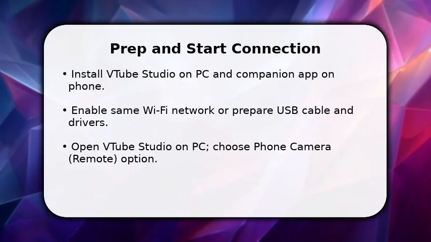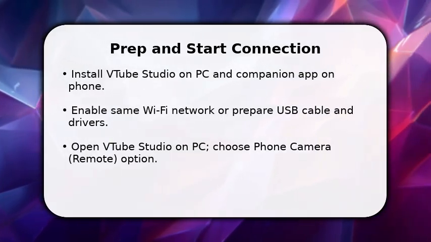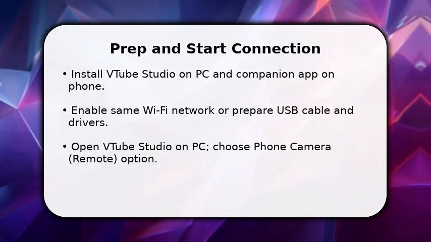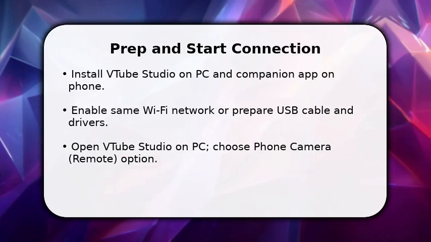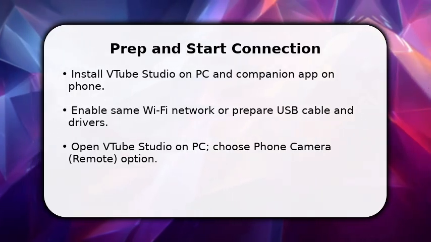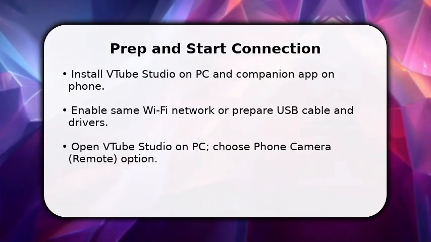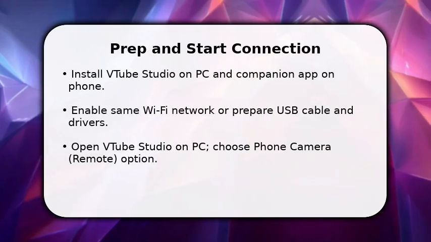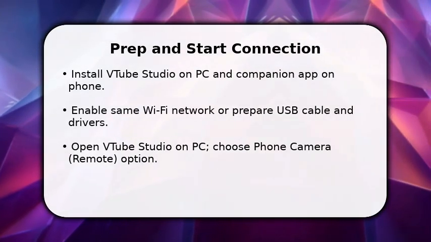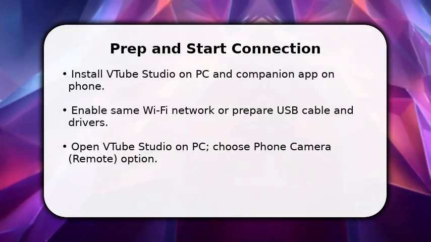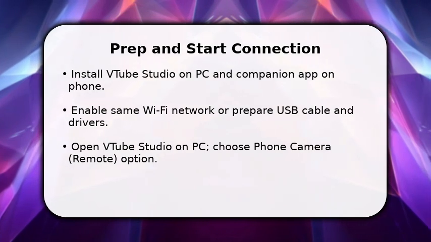You start by installing VTuber Studio on your PC and the companion app on your phone. This is necessary so both ends can talk. Once done, make sure the phone and PC share the same Wi-Fi network for wireless mode, or have a USB cable and ADB drivers ready for wired mode. Open VTuber Studio on the computer and select phone camera or remote input to begin the pairing flow. This initiates the handshake and prepares both apps to exchange video and tracking data.